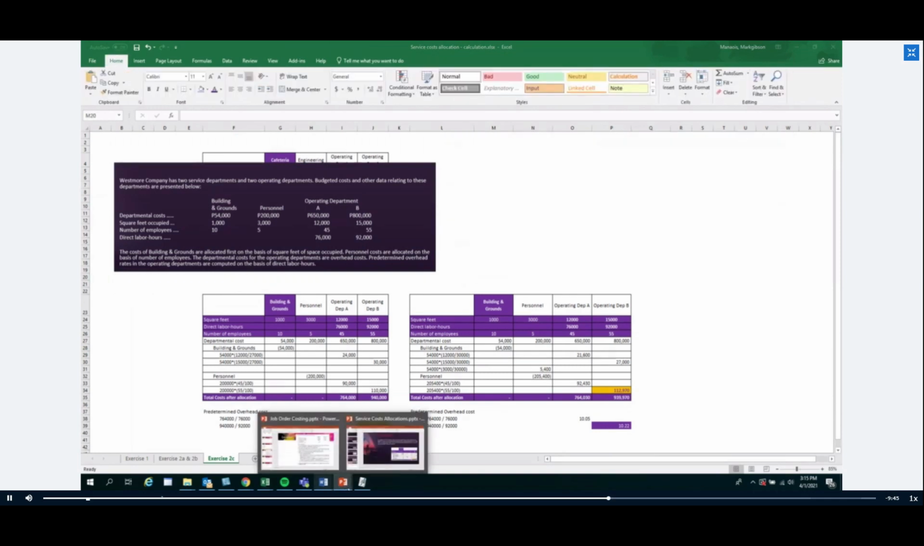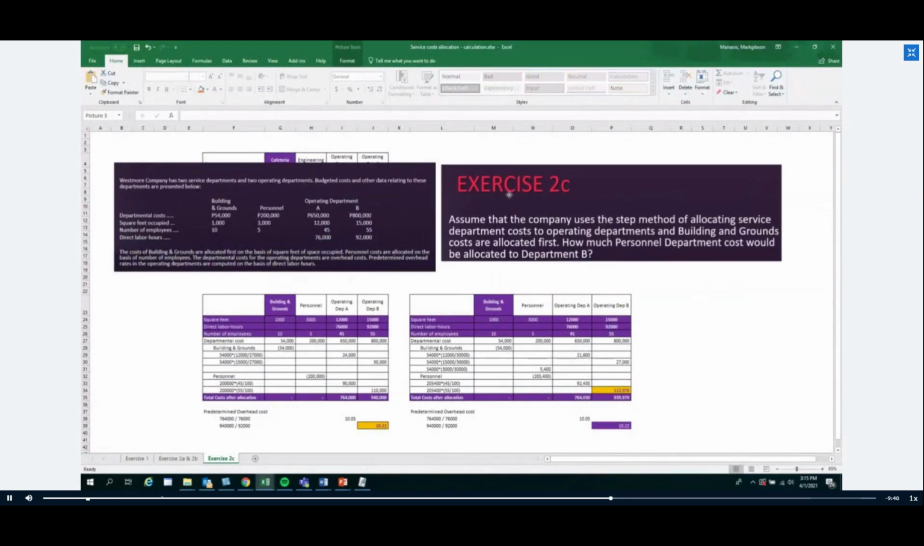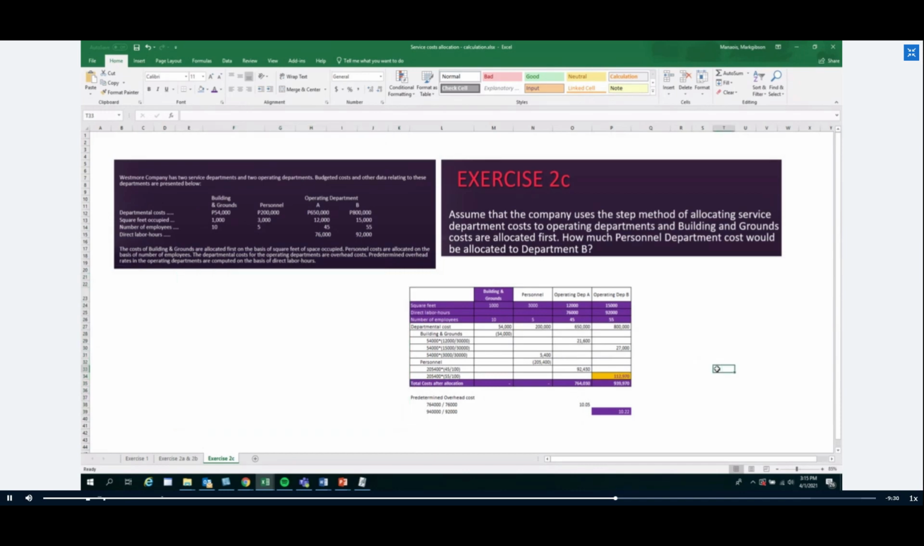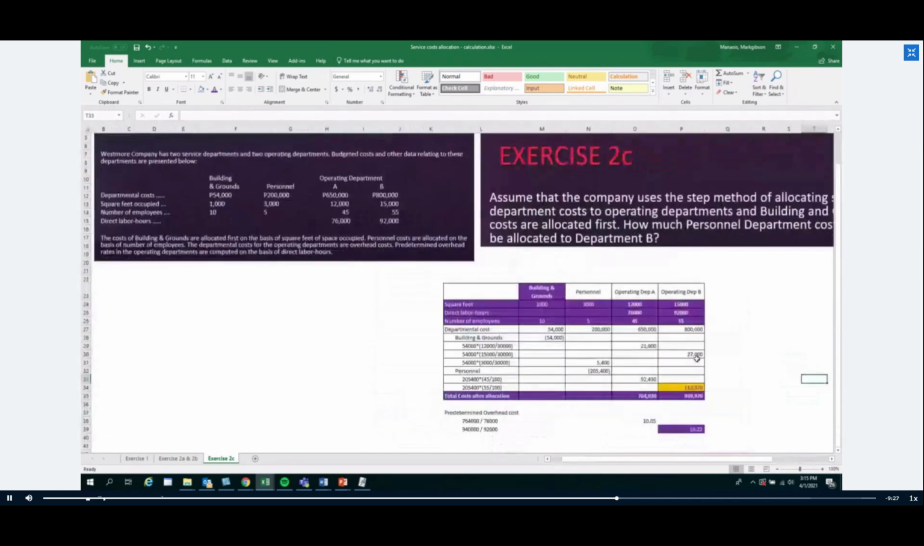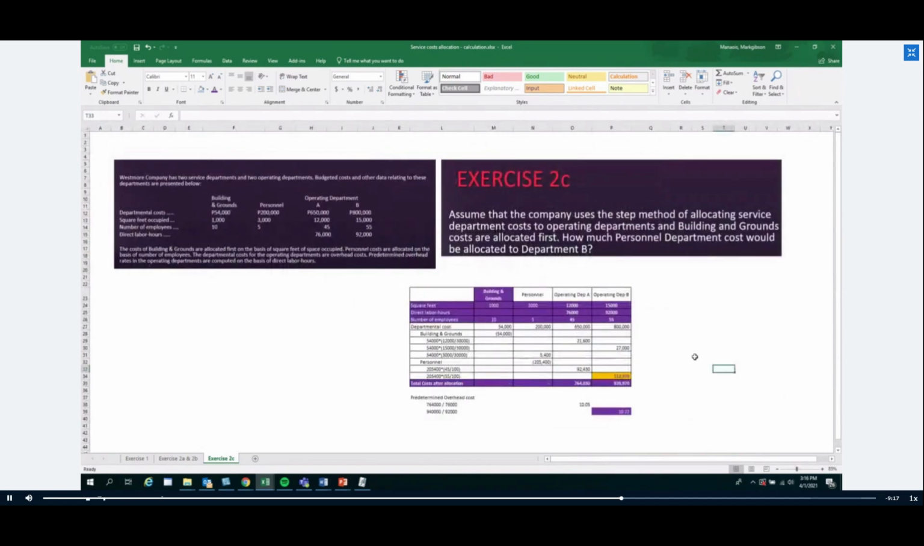2C. Kunin ko yung same problem pa rin naman tayo. Pero this time, step cost na. O, sige ha. So, pagka pa rin malilito, i-introduce ko na ngayon yung step cost. So, in step cost, sa step cost method, ulitin ko kanina, ang direct method is yung service department.